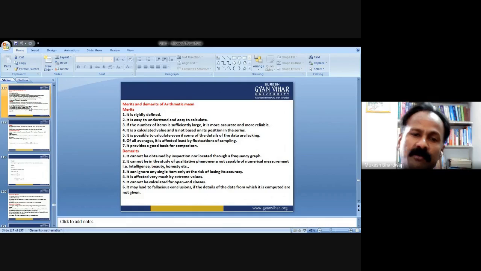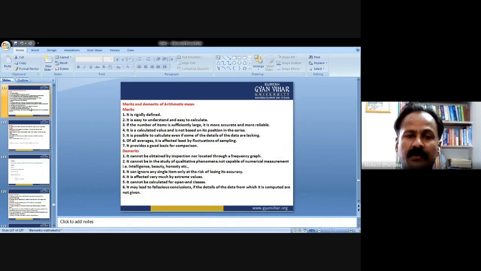Demerits: it cannot be obtained by inspection nor located through a frequency graph. It cannot be used in the study of qualitative phenomena not capable of numerical measurement, that is intelligence, duty, honesty, etc. So average cannot give a qualitative study. It only gives the quantitative study.